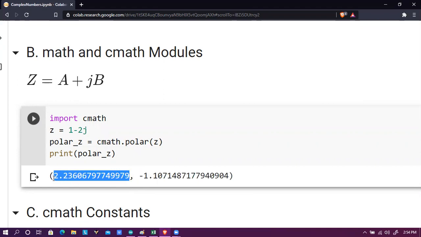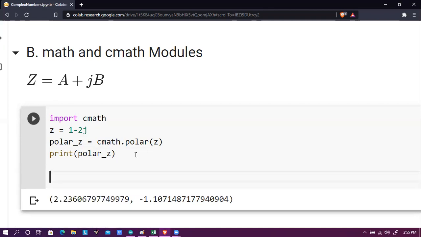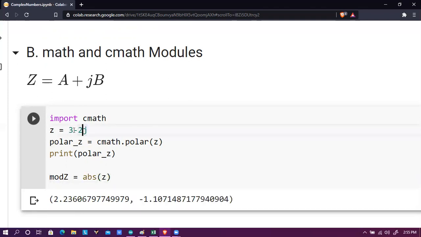The magnitude is also called your modulus, and the angle is also called the argument of your complex number. The argument and the modulus. Now, let's go back to the modulus. Let's create another variable named modulus_z. The modulus of z can be solved using the absolute value of your z. Let's change this one. Let's use the complex numbers that we are all familiar with.